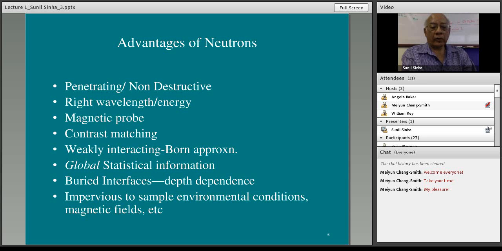And also because of the penetrating power, you can study buried interfaces and study the depth dependence, which you can't do with surface scanning probes. And unlike many other probes, neutron beams, just like X-ray beams, are impervious to sample environmental conditions, applied magnetic fields, electric fields, and so forth. The beams are unaffected, and so you can apply these to your sample while you're doing the experiment.